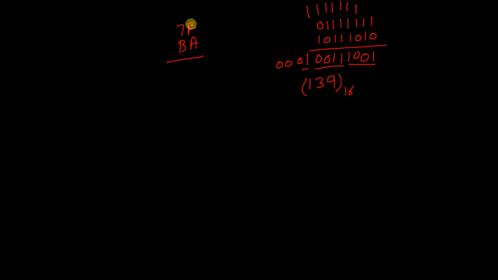Now here we have to add F plus A. What is F in decimal equivalent? 15. A corresponds to 10, so it comes out to be 25. So 25 is nowhere in the hexadecimal number system. We have only digits 0 to 9 and A to F.